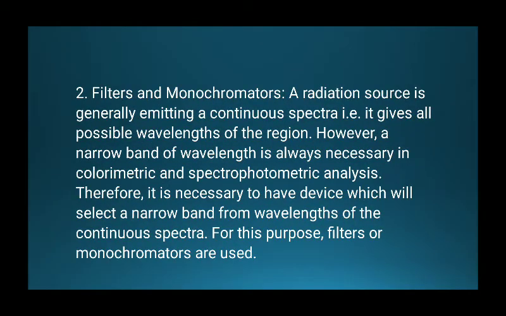Filter and monochromator. It is one of the components used to get monochromatic light. A radiation source generally emits a continuous spectrum, that means it gives all possible wavelengths of a region, that means it gives polychromatic light. However, a narrow band of wavelength is always necessary in colorimetric and spectrophotometric analysis. Therefore, it is necessary to have a device which will select a narrow band from the wavelengths of the continuous spectrum, and for this purpose, filters and monochromators are used.